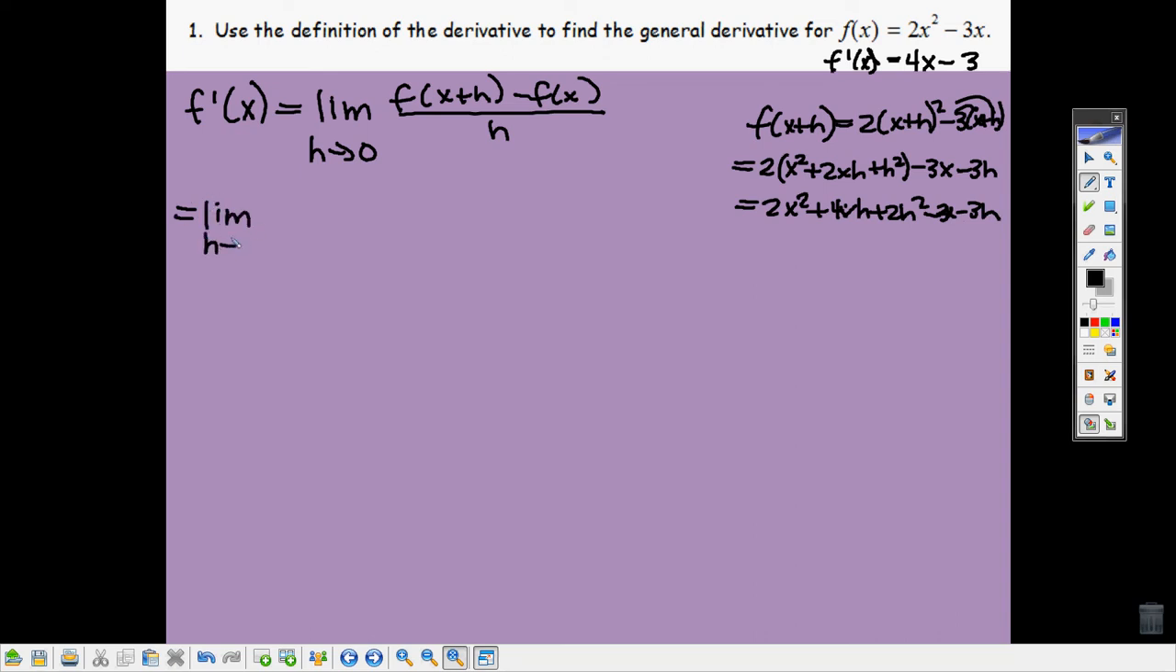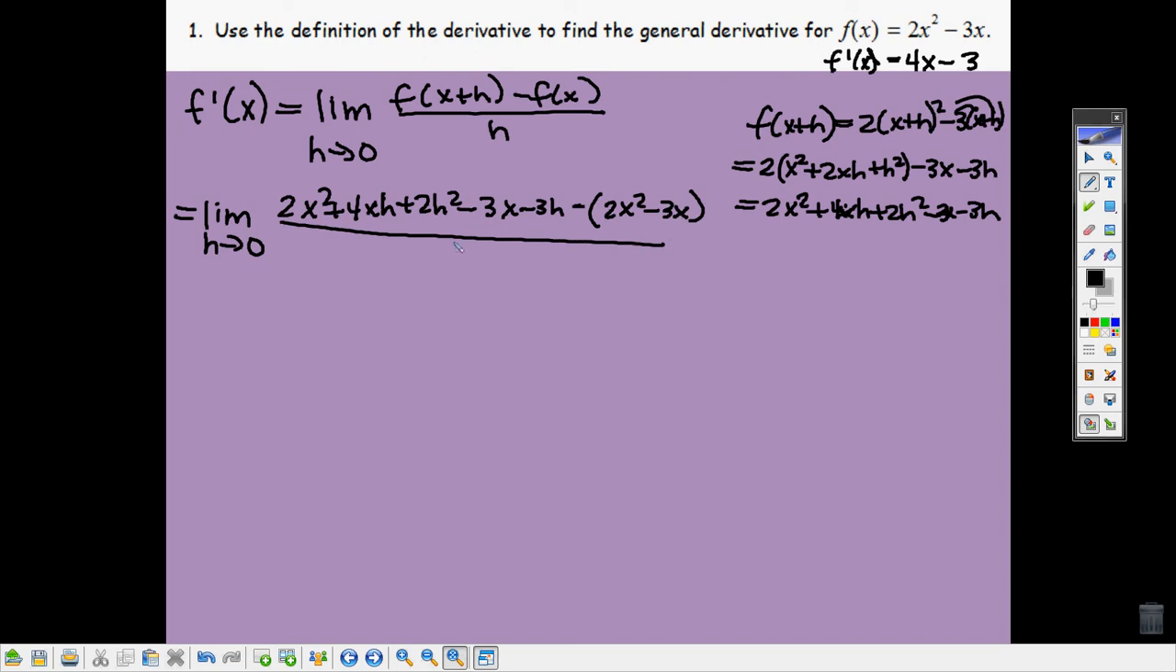Okay, so I'm going to take that and start plugging into my formula. So I have the limit as h approaches 0, that f of x plus h is this long thing here. So I have 2x squared plus 4xh plus 2h squared minus 3x minus 3h minus, make sure you use parentheses, the function, 2x squared minus 3x all over h. So I need to do some algebra cleanup.